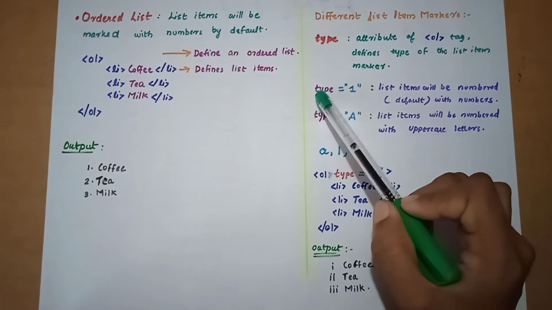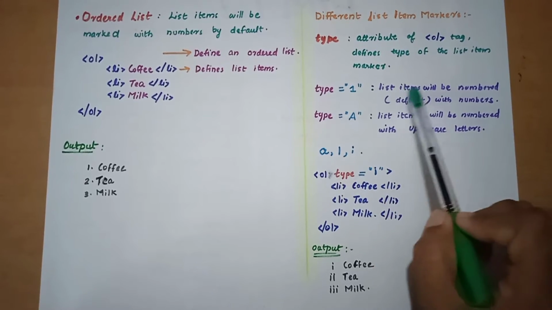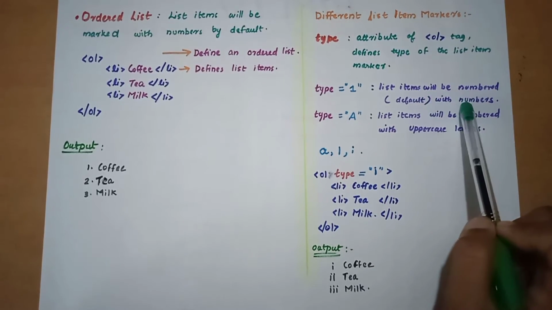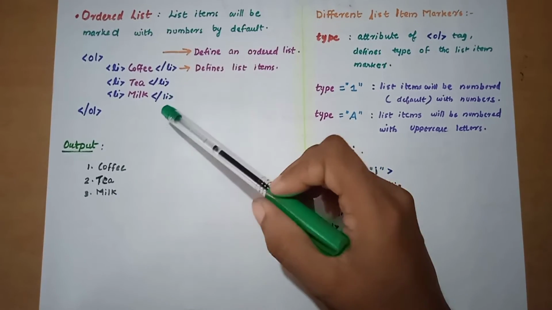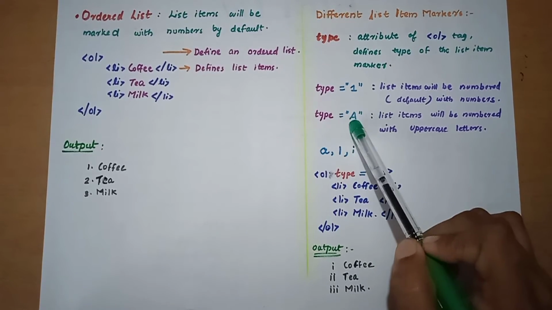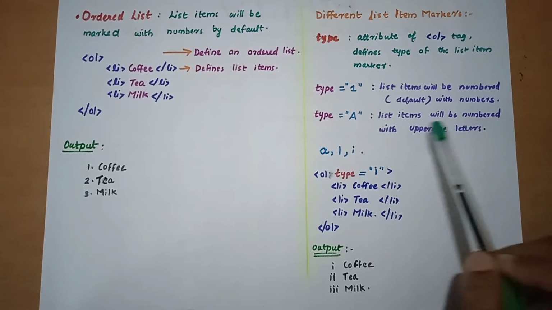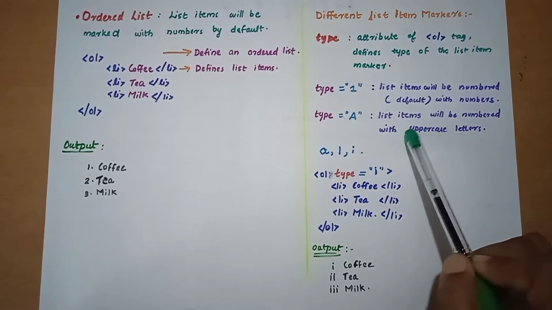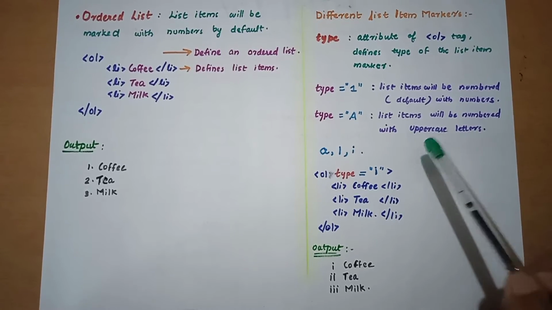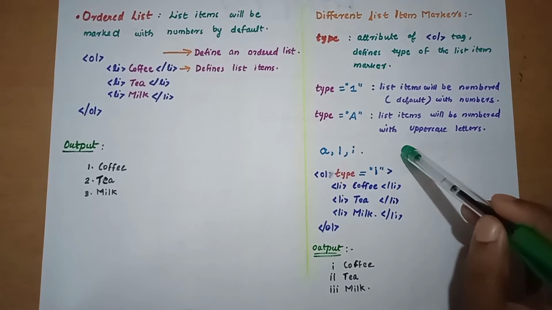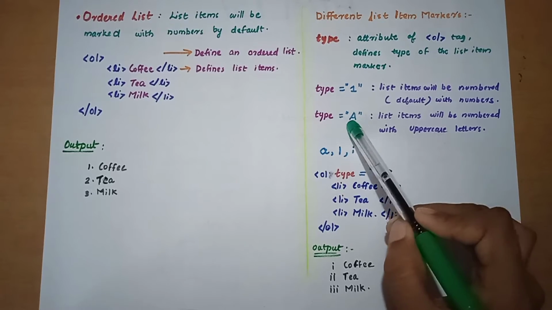When we give this attribute the value 1, the list items will be numbered with numbers, which is the default representation in the ordered list. If I change the value to capital A, all the list items will be numbered with uppercase letters. However many list items I have, they will be numbered A, B, C, D, like that, in uppercase.